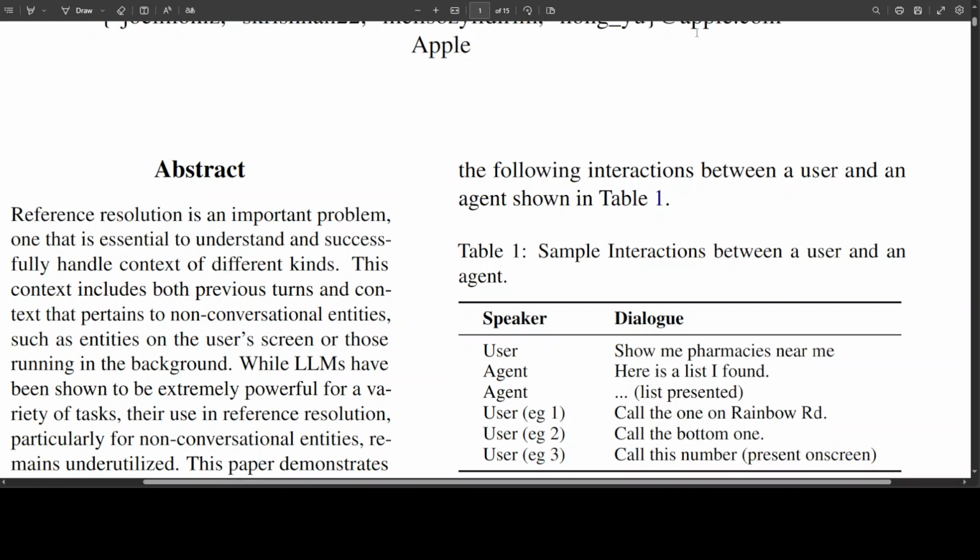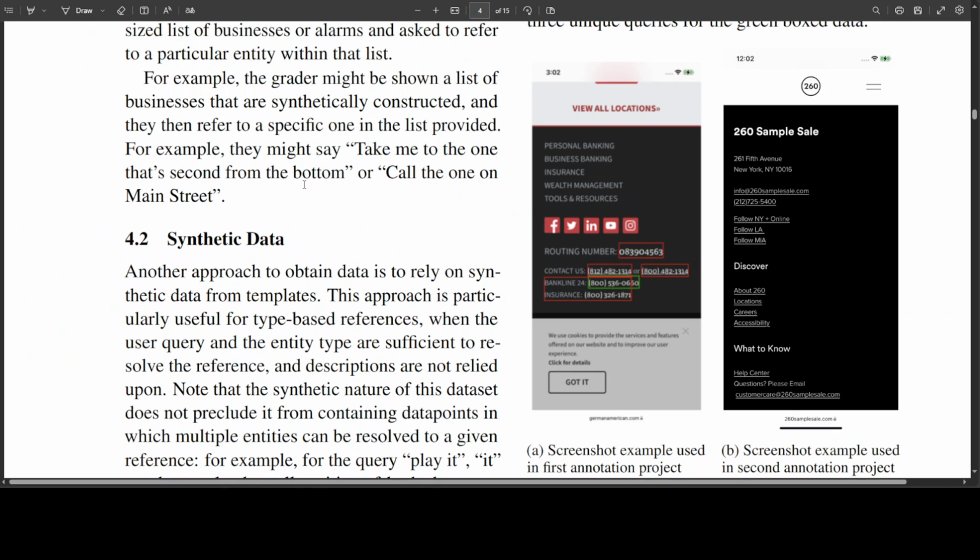Now, one thing which is quite interesting in this paper is this synthetic data set which they have generated. And this is not only the data set which they have used. Their data set comprised data that was either synthetically created or created with the help of annotators. Each data point contains a user query and a list of entities along with ground truth entity that are relevant to the corresponding user query.